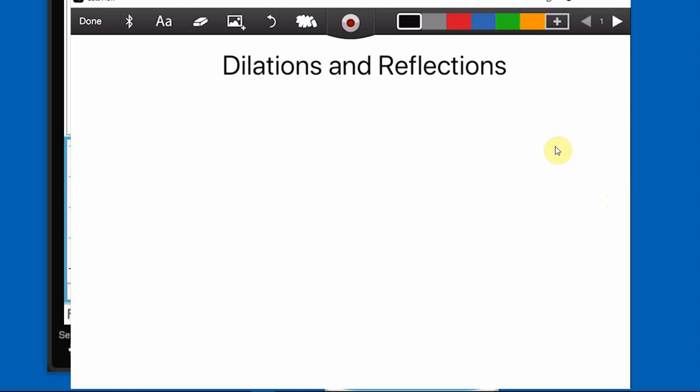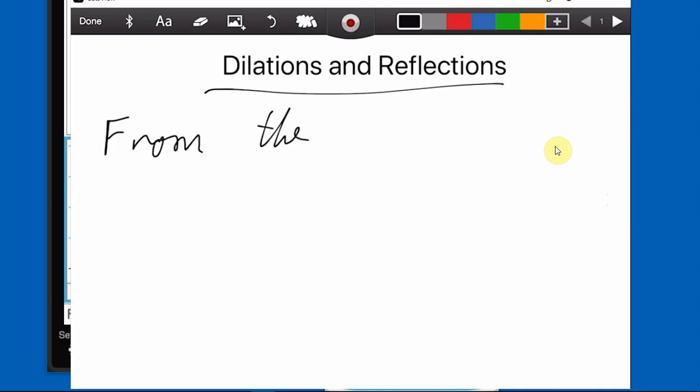Alright, today, as it says here, we are looking at dilations and reflections. So we'll start with dilations first. And first up, we're going to look at dilations from the x-axis.